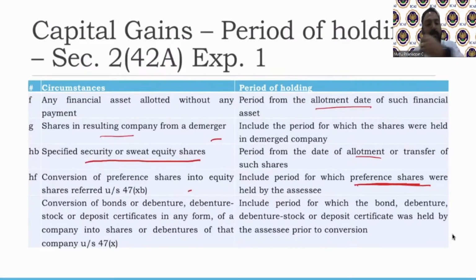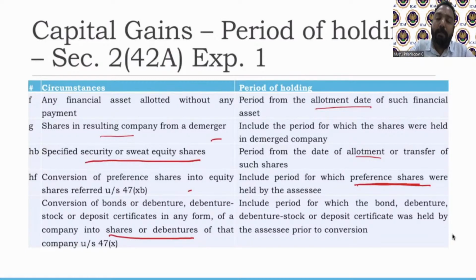And conversion of bond or debenture. So bond, debenture, deposit certificates in any form are converted into shares or debenture. We need to include the original period in which it was held as a bond. So that needs to be included. Here this clause was only about shares, but a couple of years before, even debentures was included. So now it could be converted into shares or debentures. Bonds or debenture stock or deposit certificates being converted from that form to what? To debenture. So that's what this provision is all about.